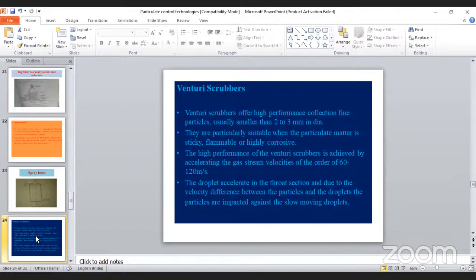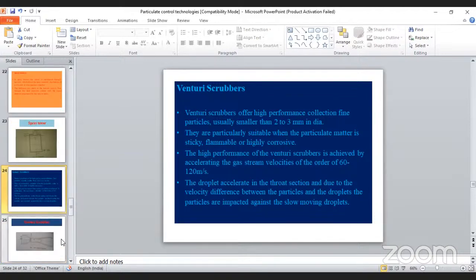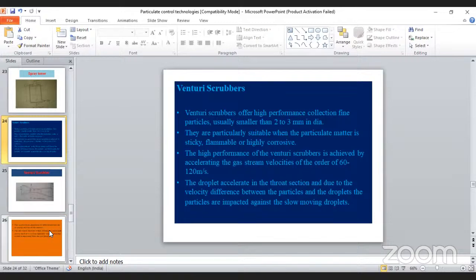These Venturi scrubbers are particularly suitable when the particulate matter is sticky, flammable, or highly corrosive in nature. High performance of the Venturi scrubbers is achieved by accelerating the gas stream velocities of the order of 60 to 120 meter per second. This speed is very high, isn't it? Then the droplets accelerate in the throat section, and due to the velocity difference between the particles and the droplets, the particles are impacted against the slow moving droplets. Because of that, like a gravitational settler, the particles will be settled down.